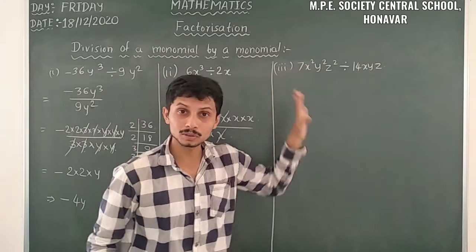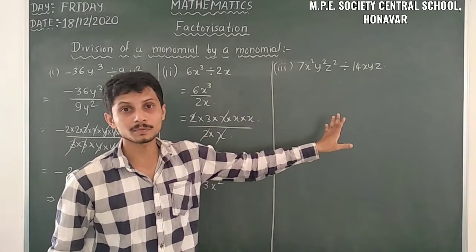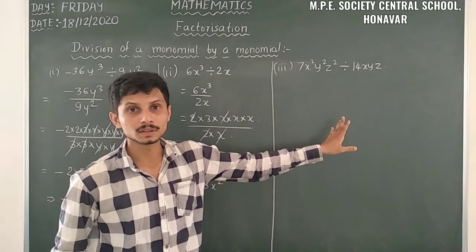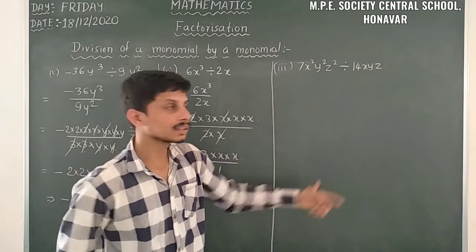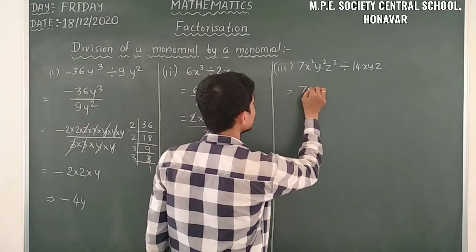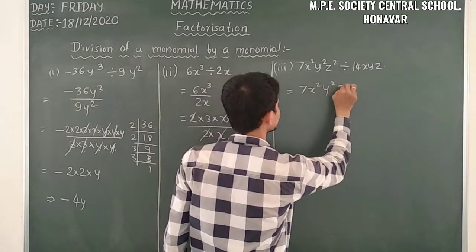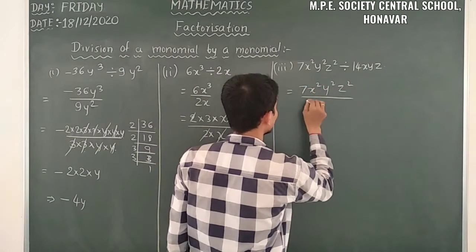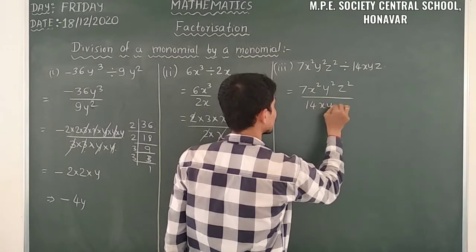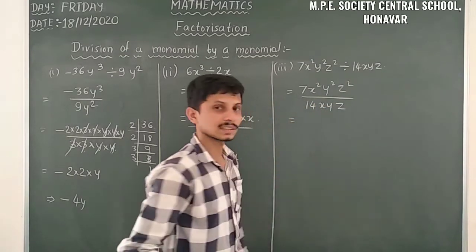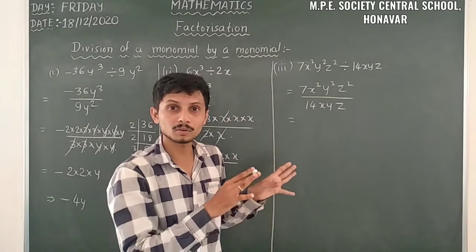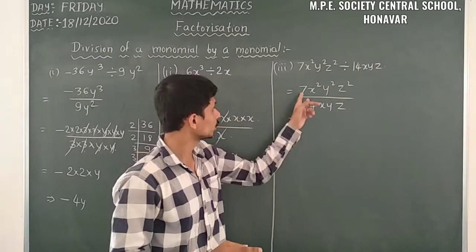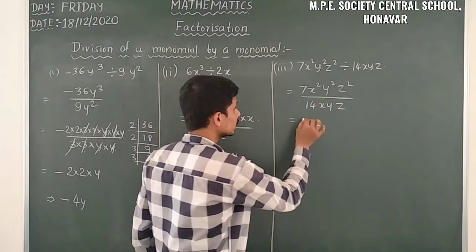Here also we have to do the same. Firstly we have to write in the form of numerator and denominator, that is 7x square y square z square divided by 14xyz. The same, here we have to reduce. We have to write in the product of primes. So here 7 is a prime number, no problem.